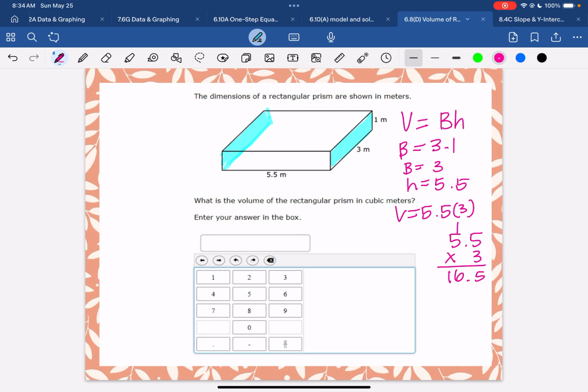There's 1 decimal place in the question, so, of course, there's 1 in the answer. And then my answer would be 16.5 cubic units.